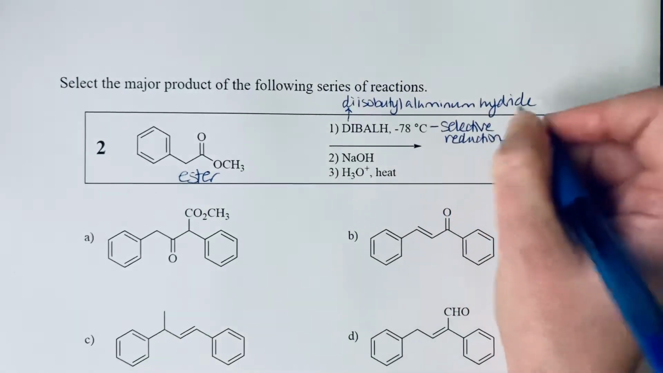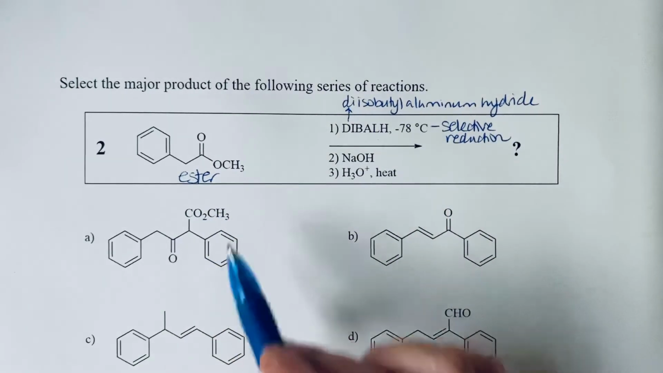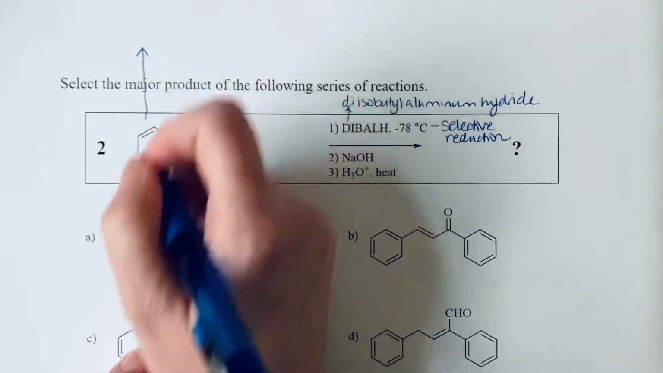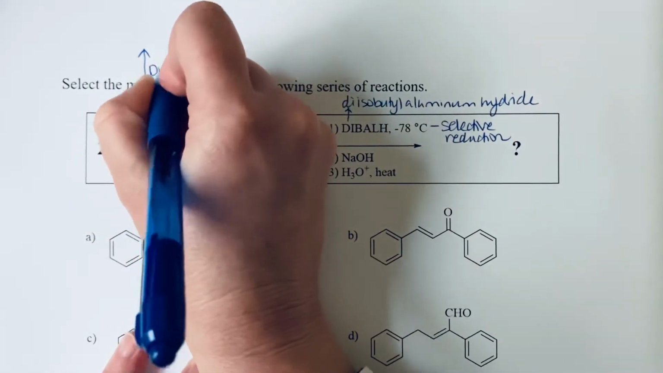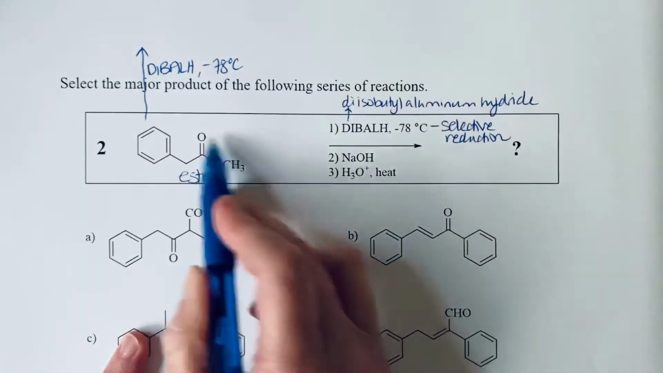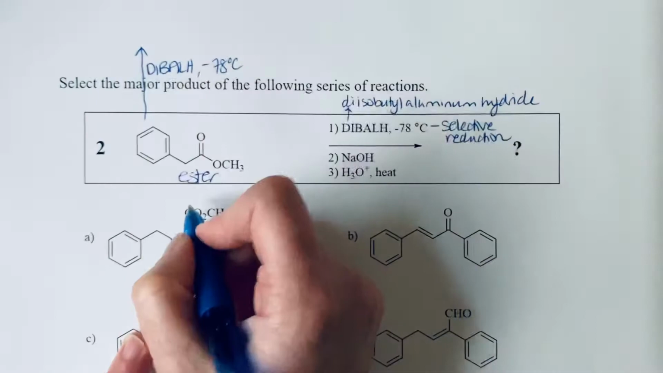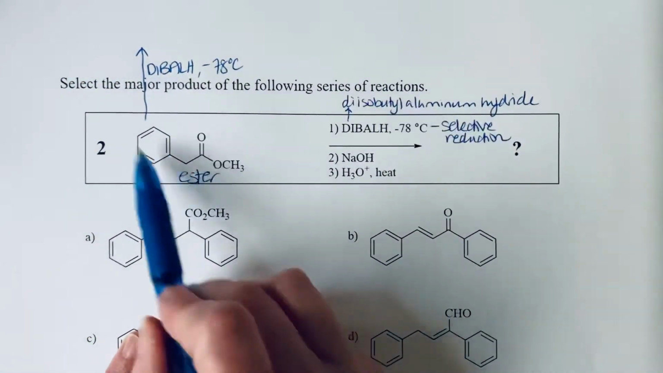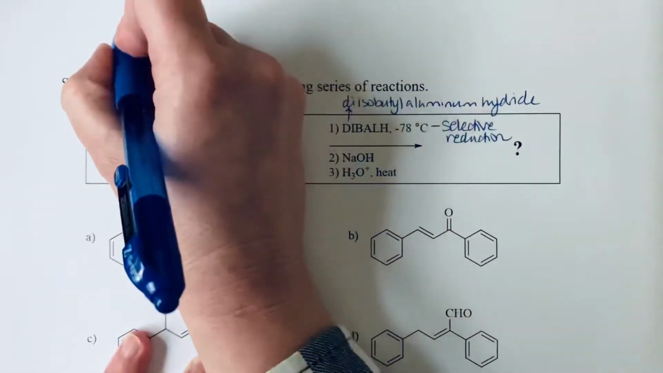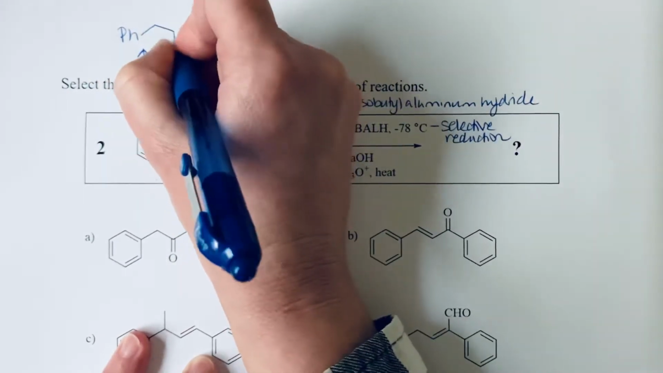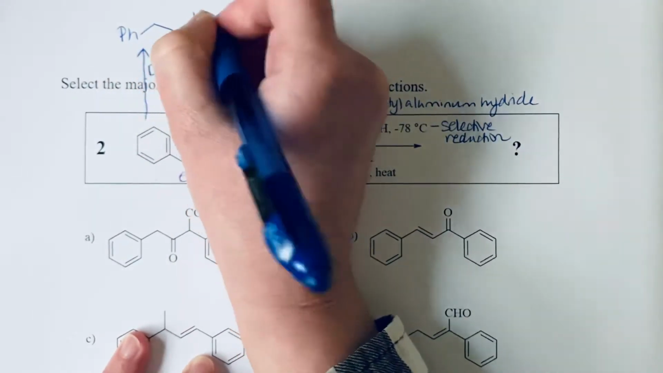So selective because what it's going to do is it's going to reduce the ester to the aldehyde rather than taking that ester and reducing it all the way down to the primary alcohol. So after this first step with the DIBAL, we should have taken that ester and reduced it to the aldehyde. And as I'm drawing this, just to make sure we have room to put everything on here, I'm going to abbreviate that benzene ring as a phenyl. So we're going to put Ph for phenyl. Say we are reducing this to the aldehyde.